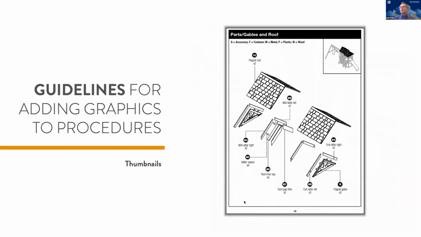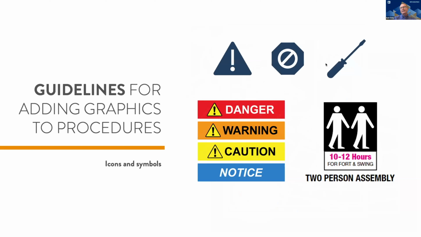Other things like thumbnails to show people orientation where they are on a large piece of machinery or equipment can be extremely helpful. Icons and symbols, I'm sure you've all seen a lot of this stuff, but making sure you're using things that are universal, clearly identified and understood by the users is really important. So things like warning, caution, danger, those are really important, but letting people know where they're going to need 2 or more people on a specific assembly or process, having a little icon or reference for that can be helpful.